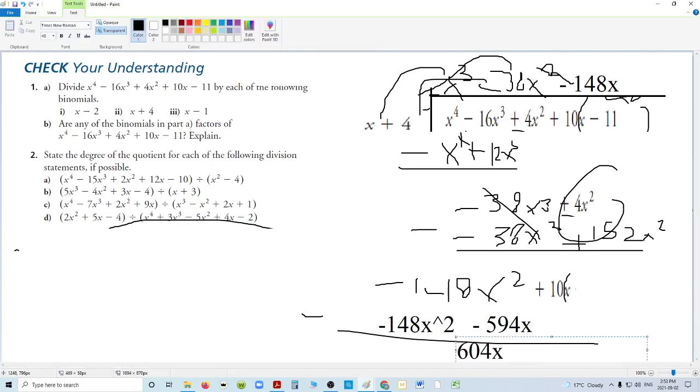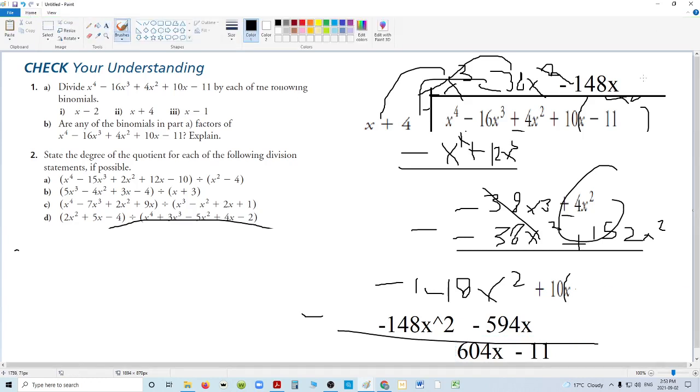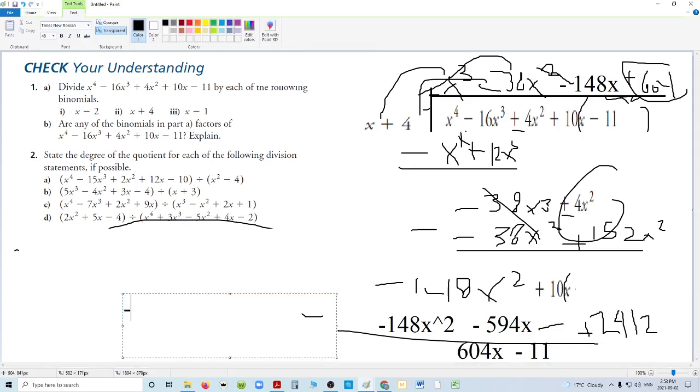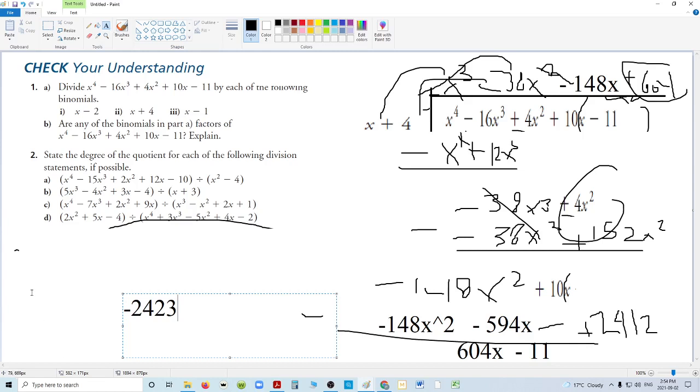604x. And then when I bring down the last number, I have an 11. And it's quite clear that the last one's just going to be as chaotic. I have to multiply by 604x, or just 604, to get 604x. And the remainder is going to be crazy. It's going to be plus 24, or 12, something like that. And when I subtract them, I'm going to be left with a remainder of negative 2423. Now my arithmetic might not be correct there, but the process is correct.